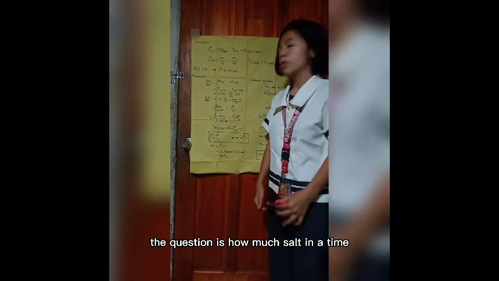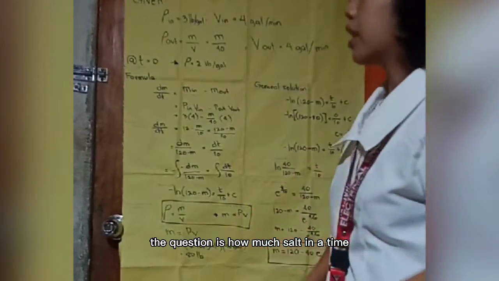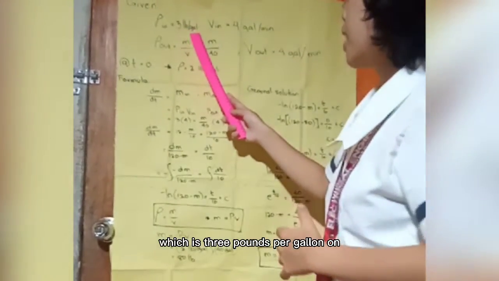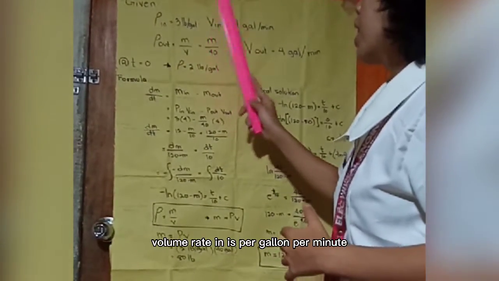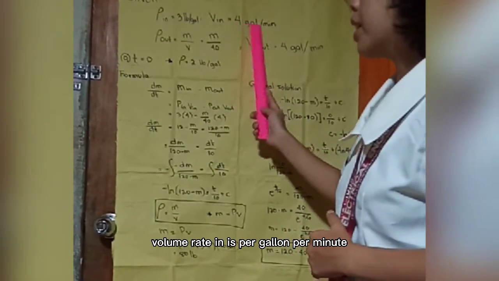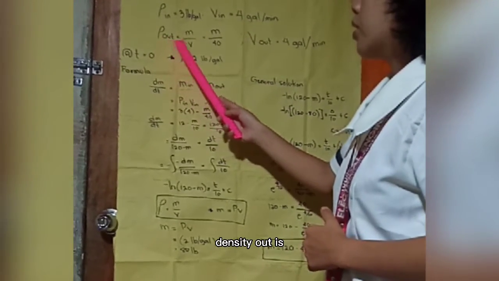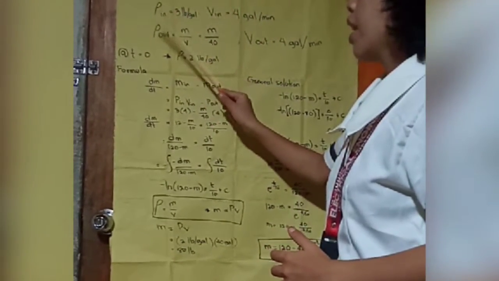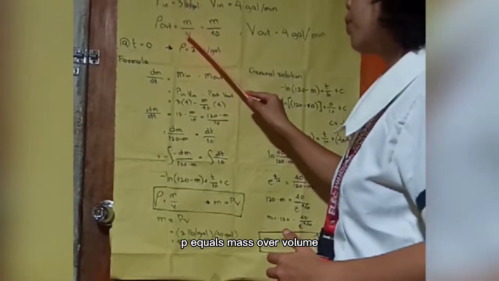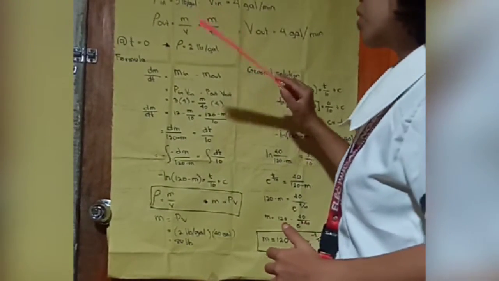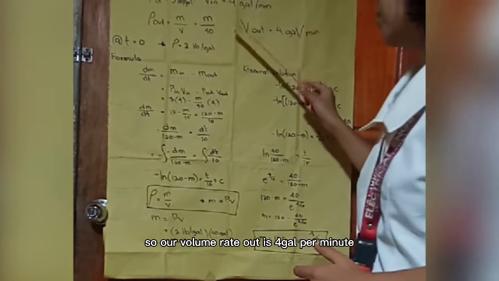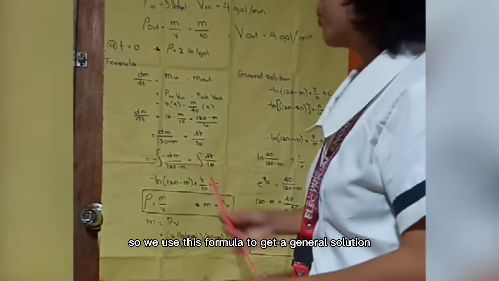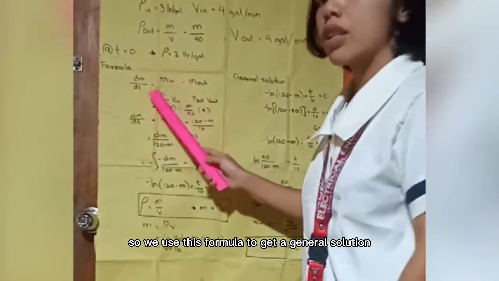Based on our problem, the question is how much salt is in the tank at a given time. So we have given our density in, which is 3 pounds per gallon, and the volume rate in is 4 gallons per minute. For density out, we all know that the density formula is rho equals mass over volume. So we don't have a mass, but we have a volume as a function of t. So our volume rate out is 4 gallons per minute.